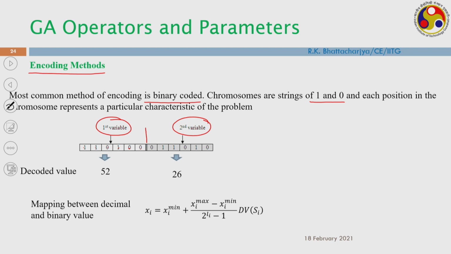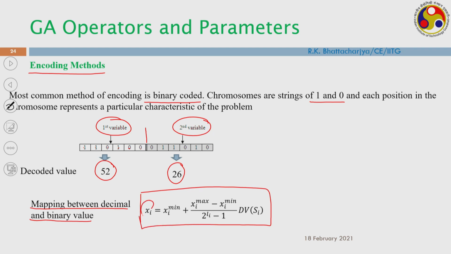The second variable is 1 1 0 1 0 0. If we decode that one, what am I getting? I am getting 52. I think you know how to decode this one. And for the second one, I am getting 26. Now, what I can do is the mapping. As per the requirement of my precision, I can do the mapping, and this mapping is done using this equation.